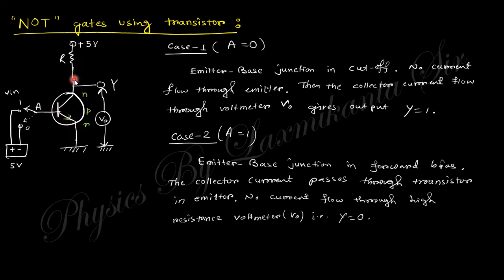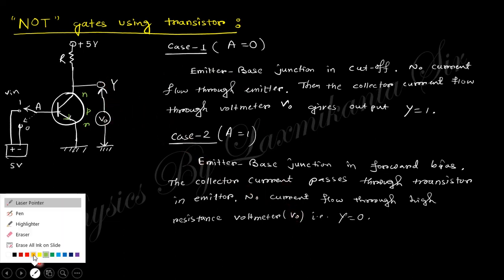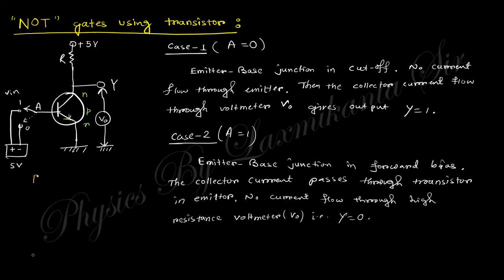So current must flow through this voltmeter and we will obtain the output. But in the case when this is 1, this is forward bias, then the current must flow through the transistor, because this is a low resistive path. Because the voltmeter has high resistance, there will be no voltage drop across this output.